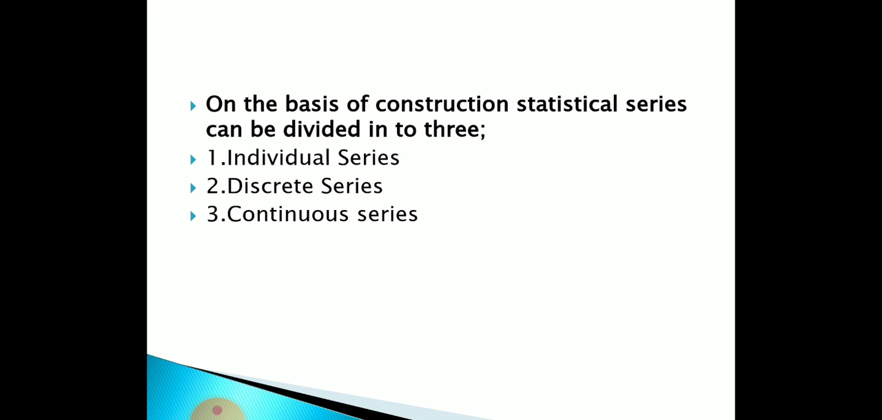Okay, and next, on the basis of construction, statistical series can be divided into 3. First, on the basis of the general characteristics or nature, the statistical series may be time series, spatial series, and condition series. And the second one, on the basis of construction, statistical series may be divided into 3 types known as individual series, discrete series, and continuous series.